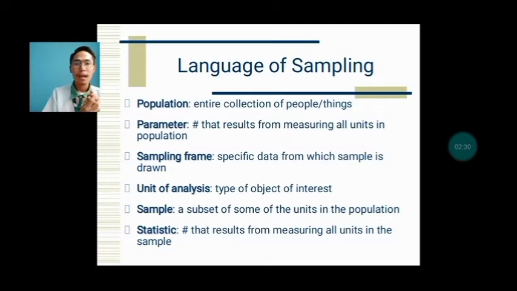Language of sampling. Population: the entire collection of people or things; a parameter is a number that results from measuring all units in the population. Sampling frame: the specific data from which the sample is drawn. Unit of analysis: the type of object of interest. Sample: a subset of some of the units in the population. Statistic: a number that results from measuring all units in the sample.